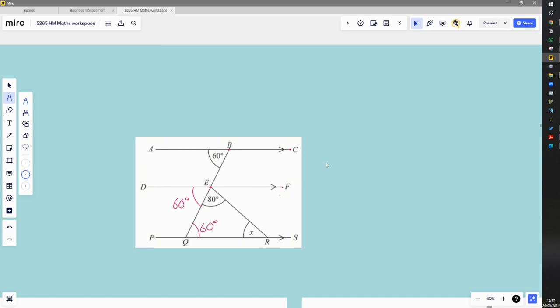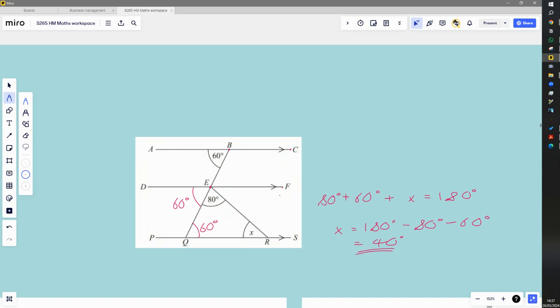Oh, I think I might have done it, because now these three angles must add up to 180. So 80 degrees plus 60 degrees plus X is going to equal 180 degrees. And so X is 40 degrees, isn't it? I'll show you how I did that. So we've got 180 degrees minus these two. So we've got minus 80 degrees, then minus 60 degrees. Minusing the 80 takes me down to 100, minusing the 60 after that takes me down to 40.